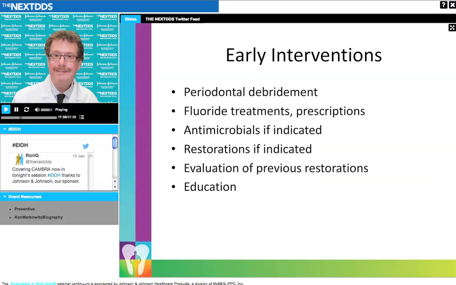Okay, early intervention, basically primary types of prevention. Periodontal disease treatment in terms of training the patient to clean their own teeth, and cleaning teeth for the patient. Fluoride treatments, fluoride prescriptions. There is a role of antimicrobials. Once again, it's a little bit hard to assess. Restorations in areas where there are active lesions, where the lesion is likely to progress without a restoration, and evaluation of previous rate of restorations and patient education.